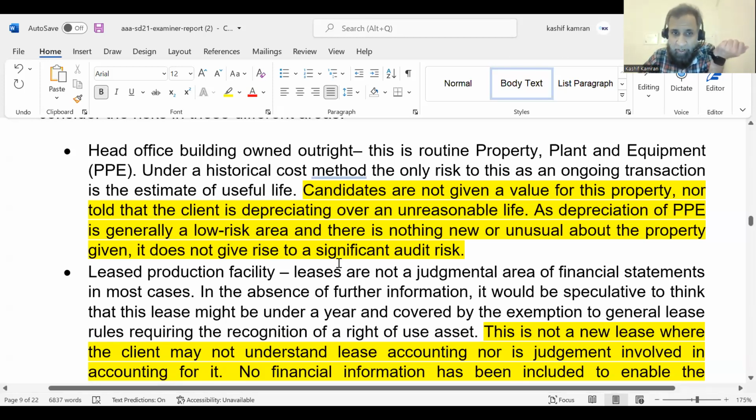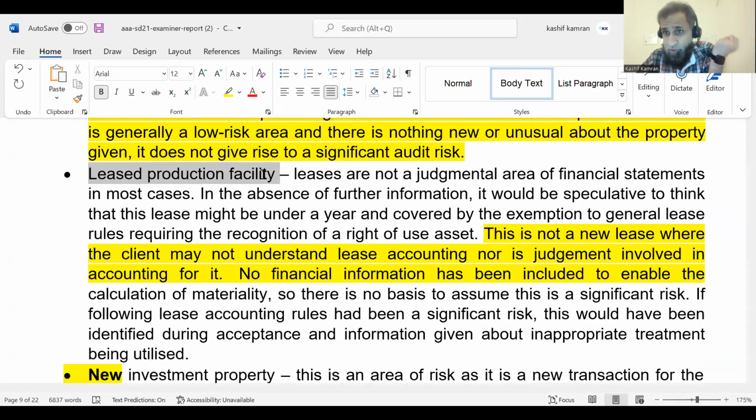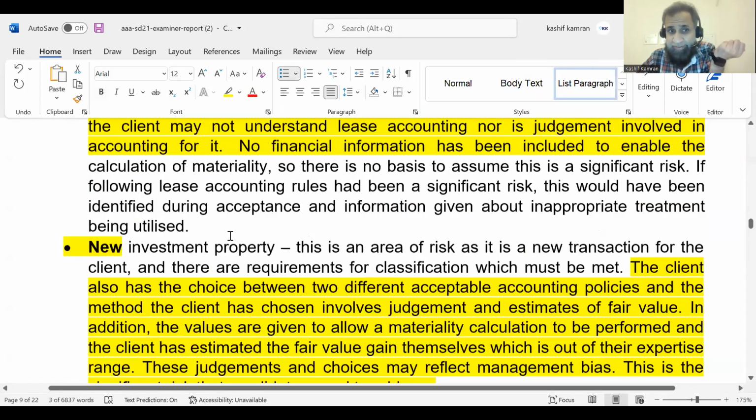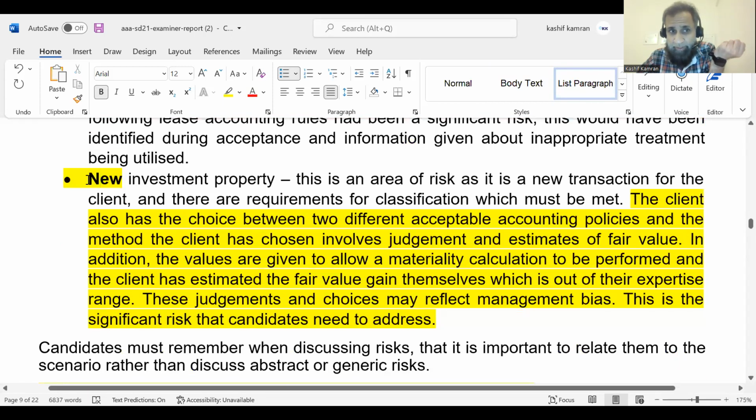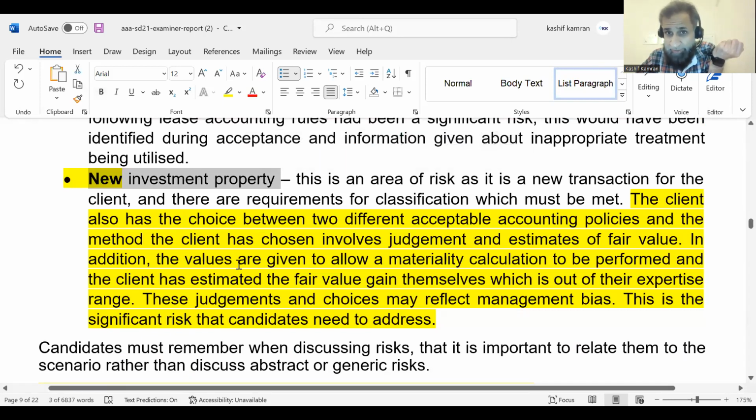Same goes with the leased facility. We discussed that in part 1 today, that the lease was an old lease, not a new lease. Because it's an old lease, the chances of a misstatement are less because management will be familiar with the accounting treatment. But if it is a new lease, then the situation could be different. And then the examiner is telling us about a new investment property. Something new is important. Something new is non-routine. Something new is a significant risk. And the student should pay particular attention to that. I hope you're clear with this.